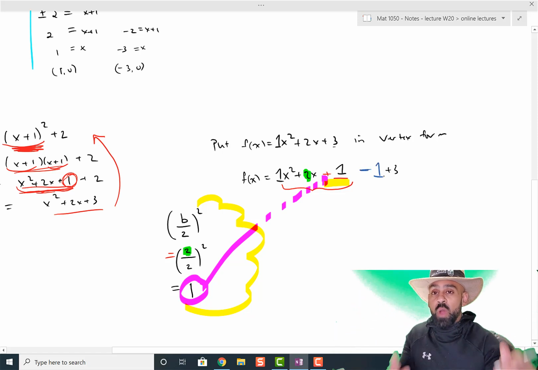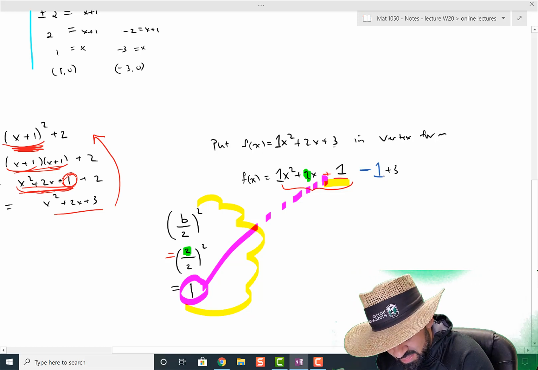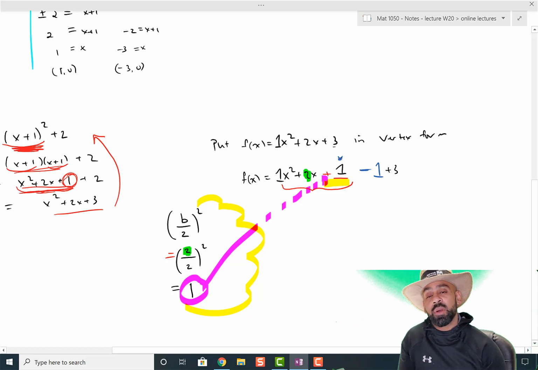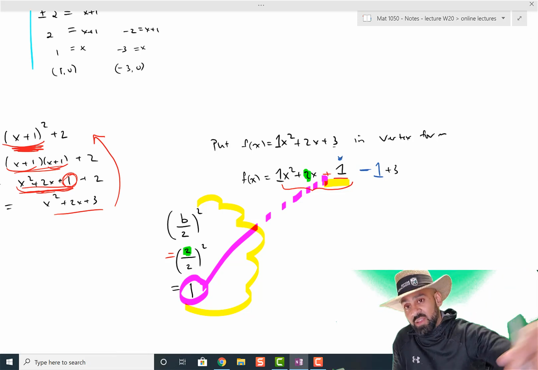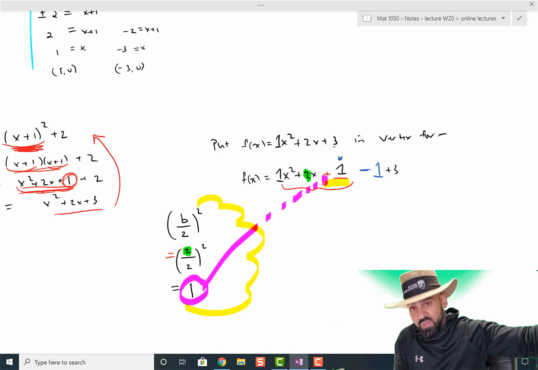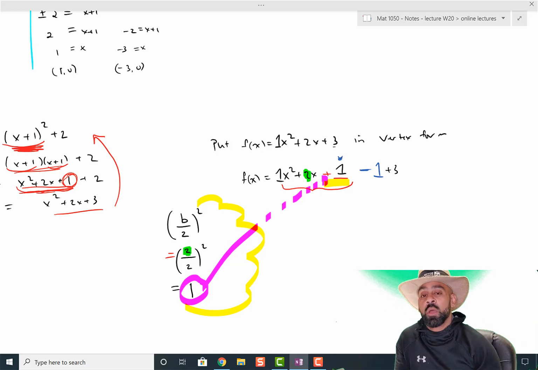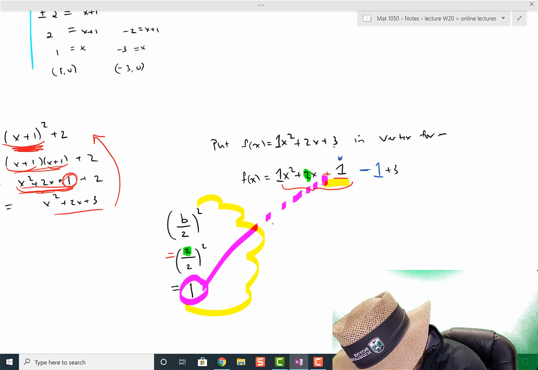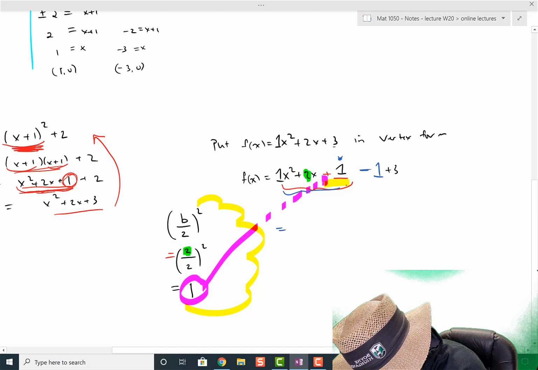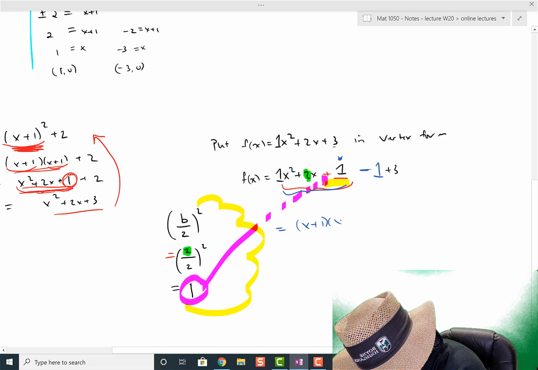And you're saying, why did you do that? I need this 1 to be here, okay? But to balance out that 1, I'm going to take away 1 and throw that minus 1 onto the 3, and then that will figure itself out. That'll simplify down. But this allows me to get the number that I need in the place that I need it. Okay, so now, once that happens, this thing factors beautifully into x plus 1 times x plus 1.